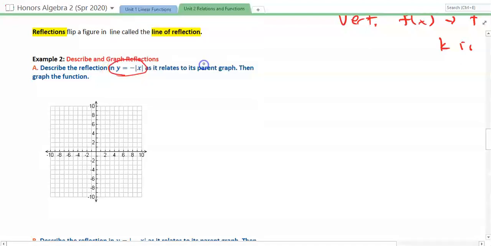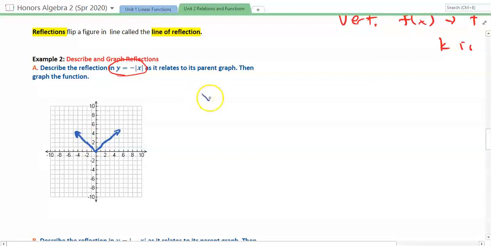So again, let's graph this parent function. Remember, that's going to start at the origin and have a slope of 1 and go in the opposite direction, a slope of -1. And so I get this V-shaped figure here. And again, we'll talk about absolute values more tomorrow in section 5.